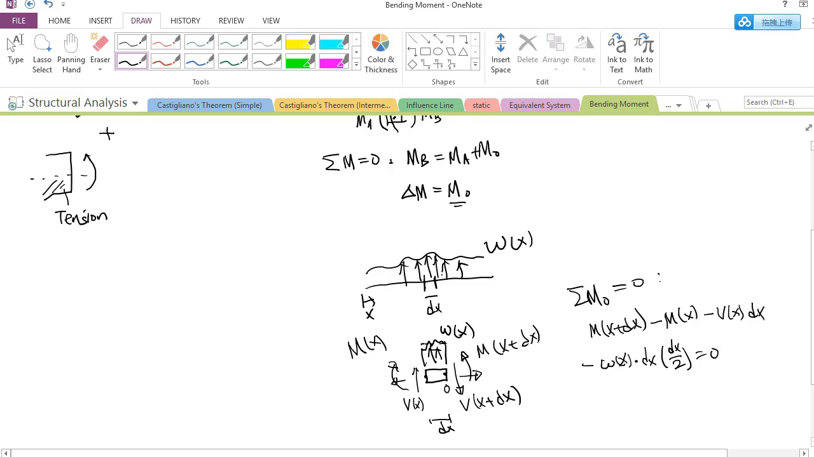Alright, we can see that this is dx times dx, which is one order smaller than this. It's like this is 0. We can choose a sufficiently small dx such that this value is negligible. So from this equation, after you rearrange it, you will find that v of x is equal to m of x plus dx minus m of x, divided by dx.